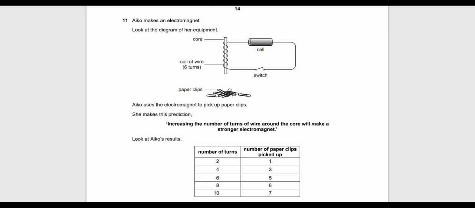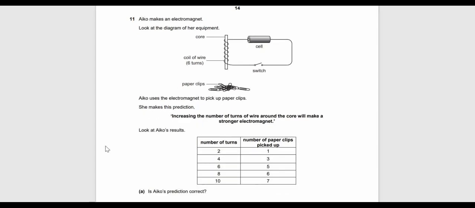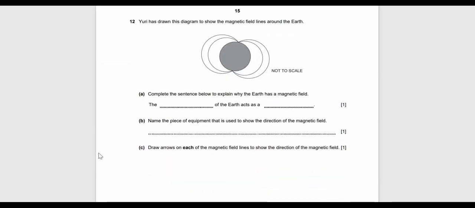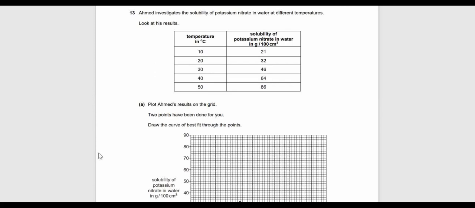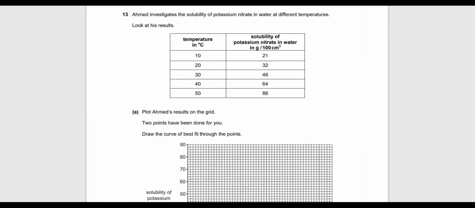And we go to question 11B. This is 11AB. Next is question 12, A, B, C. And then this is question 13, guys. 13A and 13B. Zoom in.